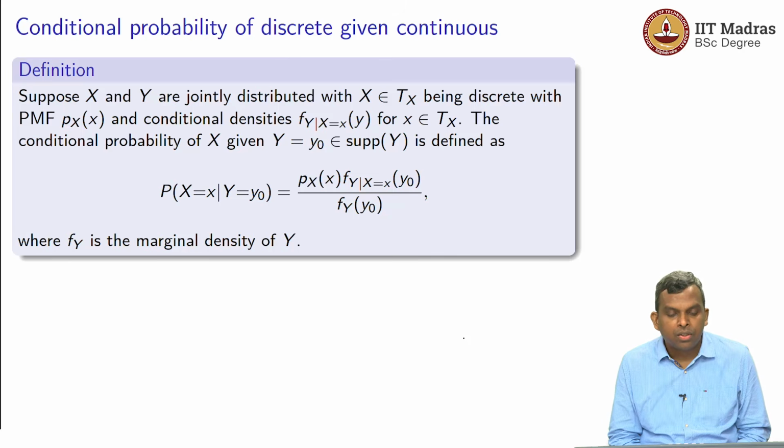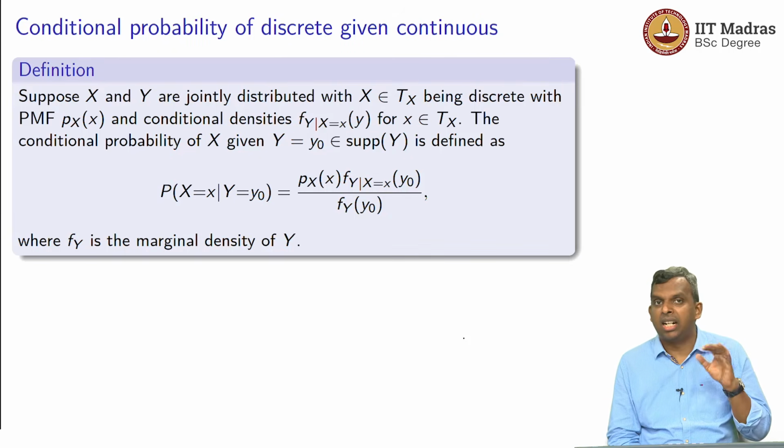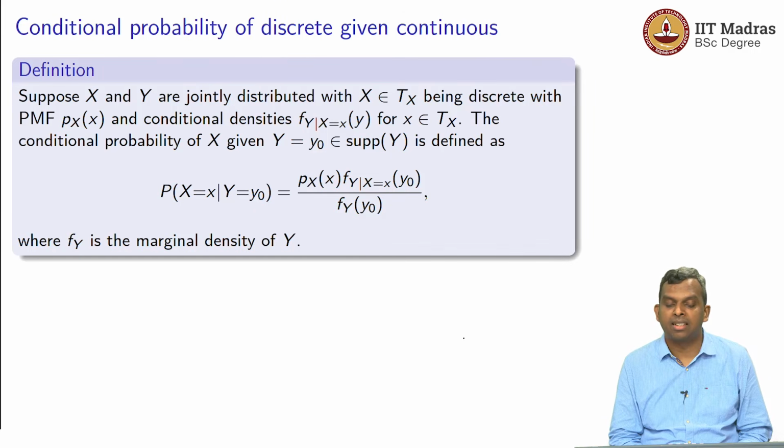Let's say x and y are jointly distributed, with x being discrete, having a range Tx and pmf px. And there are these conditional densities that are given to you: f of y given x equals x, of y, each of them a density.